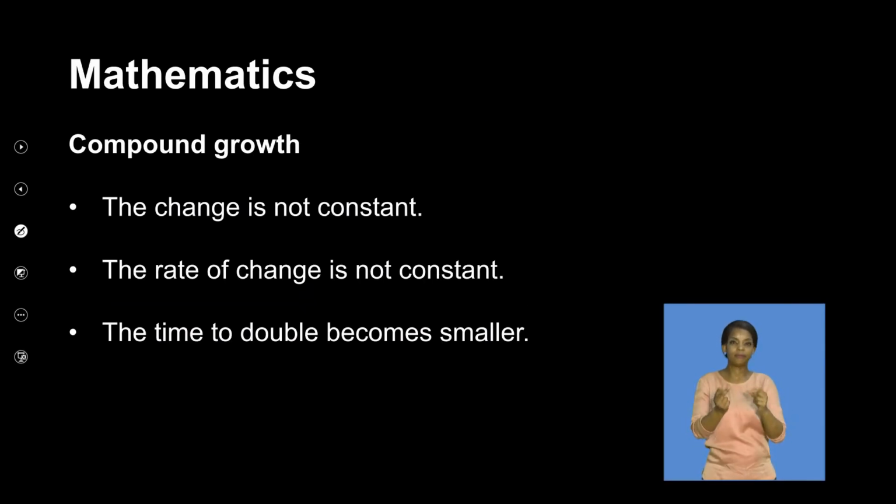Now, if we look at compound growth, we can see that our change is not constant. The rate of change is also not constant. And then the time to double becomes smaller, right? So let's quickly just go back to that table.